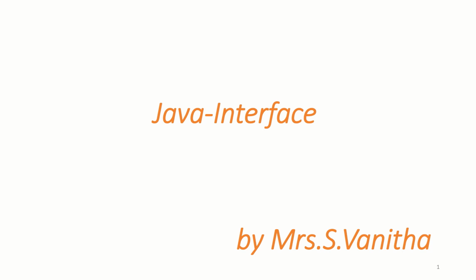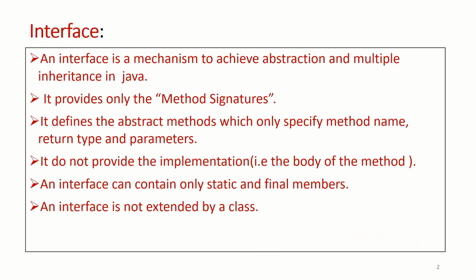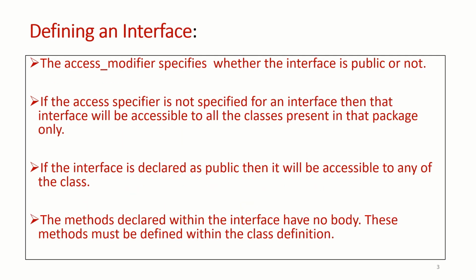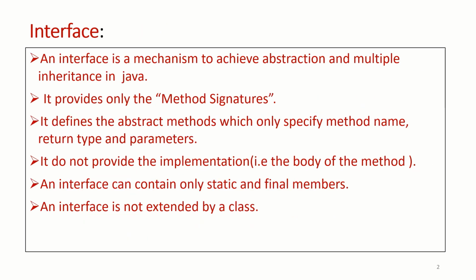In this video, we discuss the interface concept in Java. Interface is a mechanism to achieve abstraction and multiple inheritance in Java. It provides only the method signature. It defines the abstract methods which specify method name, return type and parameters. It does not provide the implementation, that is the body of the method.